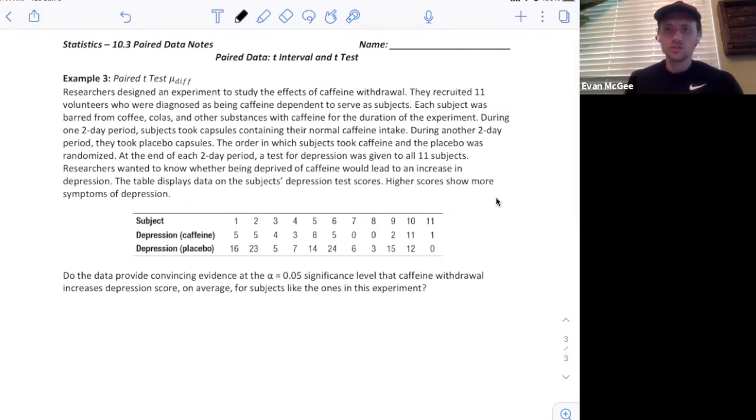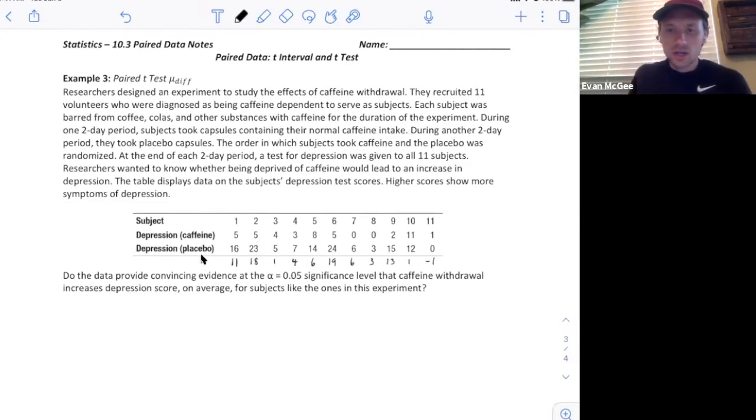So we've got two sets of information, but the information is coming from the same individual. So for instance, in this table, subject 1, after they took the caffeine pill, they scored a 5. After they took the placebo, they scored a 16. So for a paired test, we're going to make the comparisons within this sample. So we need to figure out what the differences are for each subject, and we'll use those differences for our one sample t-test.